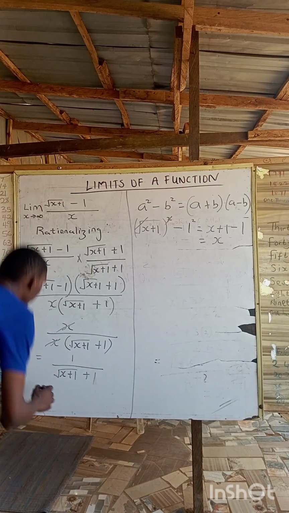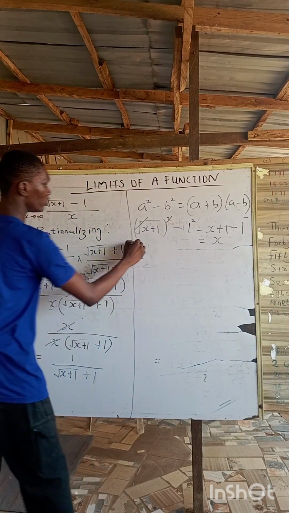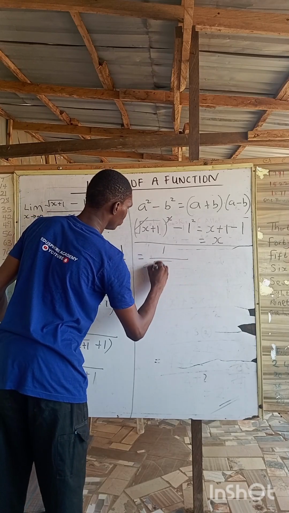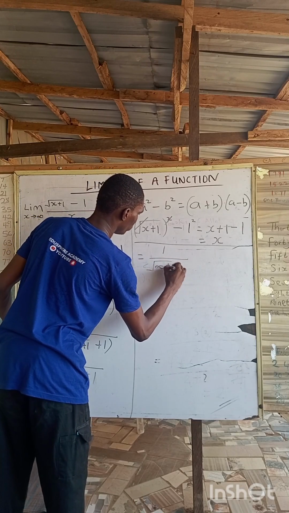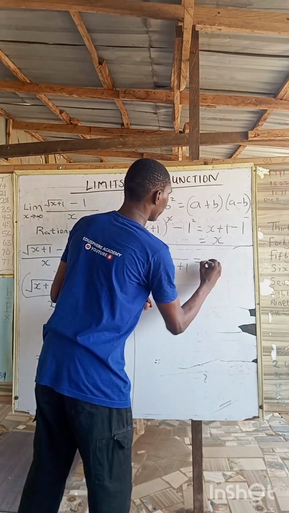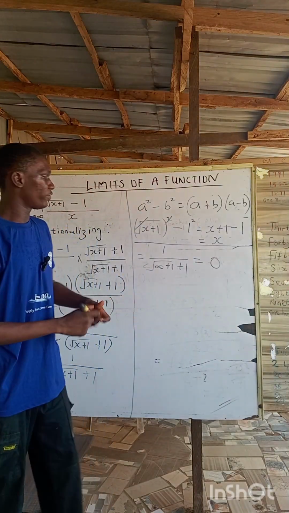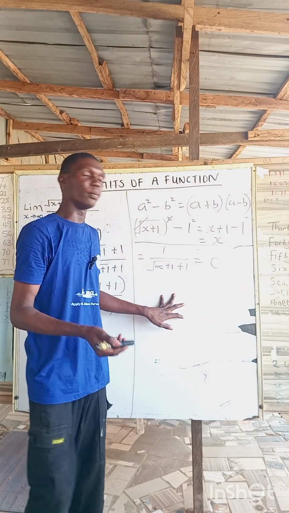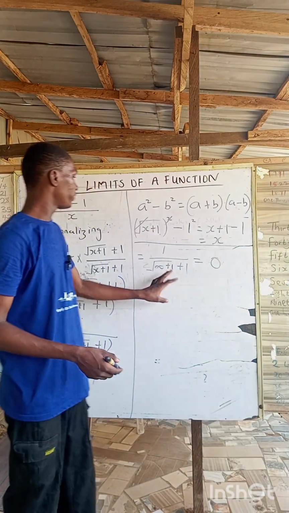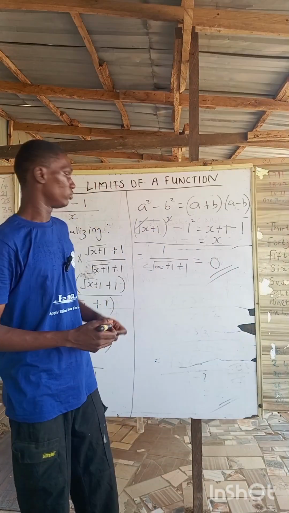We can input infinity. That will be equal to 1 over root of infinity plus 1, plus 1, and therefore this is equal to 0, because infinity can be any number, and 1 divided by infinity is 0. We don't know the number, so our answer will be 0.